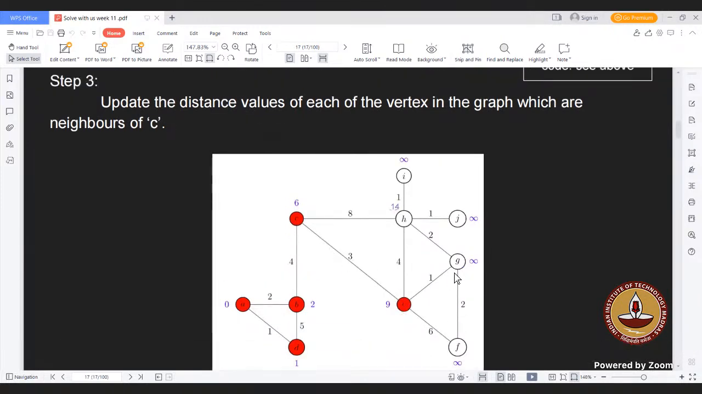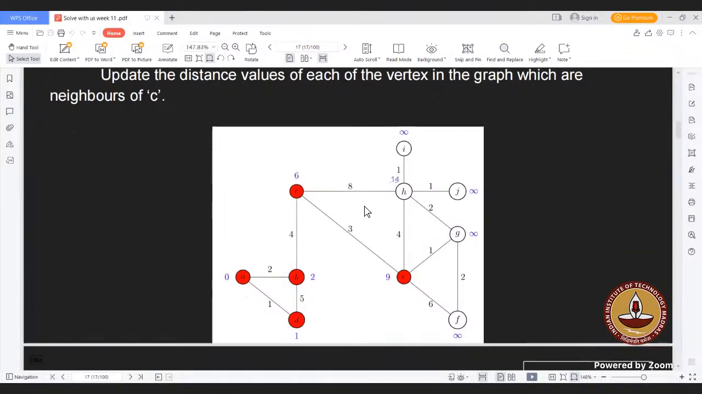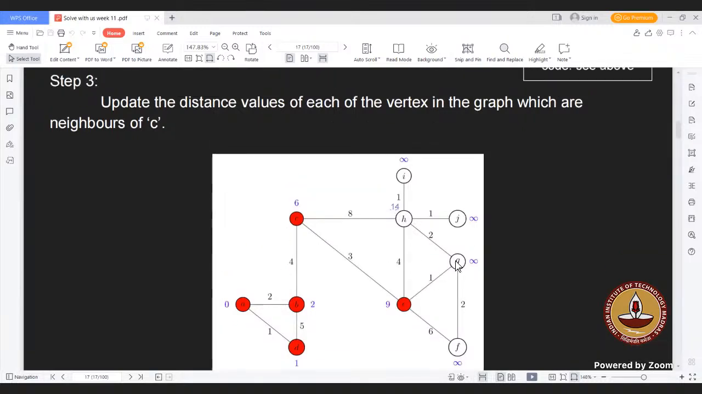From E we can go to G and H. But see, if we go to H, what will be the value of H if we go from C to E and E to H? It'll be 13. So the minimum between 13 and 14 would be 13, right? So this 14 will be updated to 13. Everyone get this?